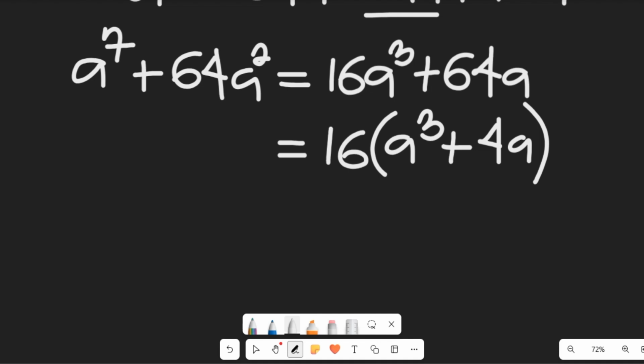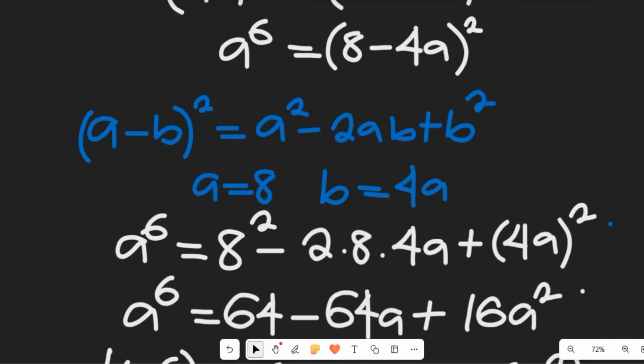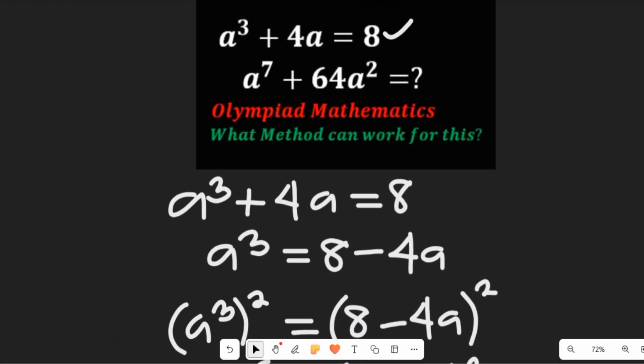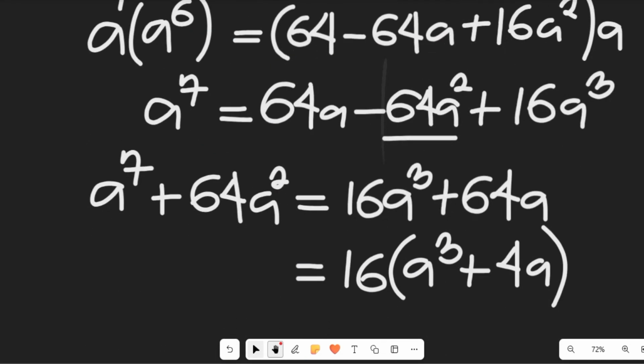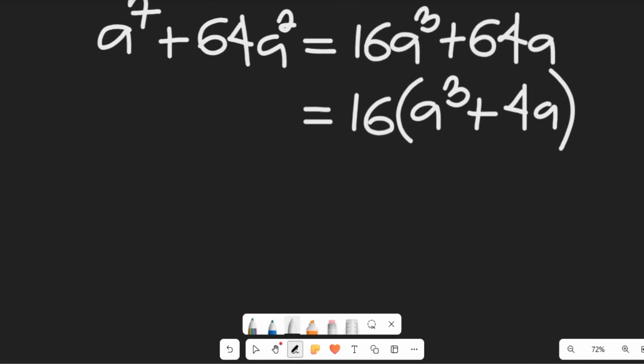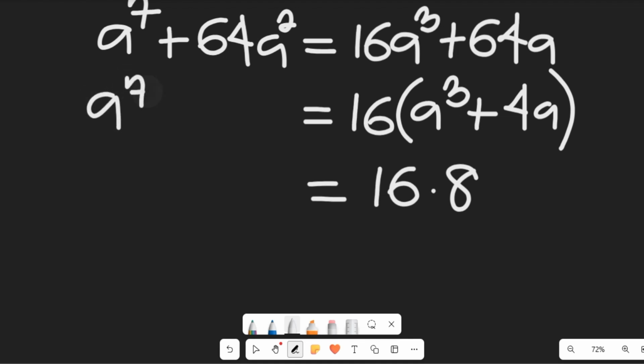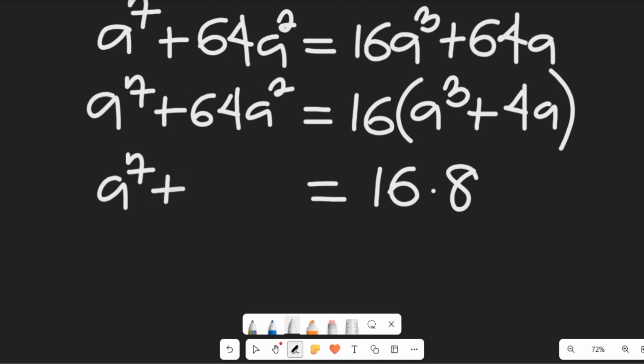Now, what am I taking from here? If you look at a to the power of 3 plus 4a, it is similar to the parent equation given to us up there, right? And the value is 8. So I can simply replace that with 8, and that expression will give me 16 multiplied by 8. And so a to the power of 7 plus 64a squared will simply be equal to the multiple of 16 times 8.